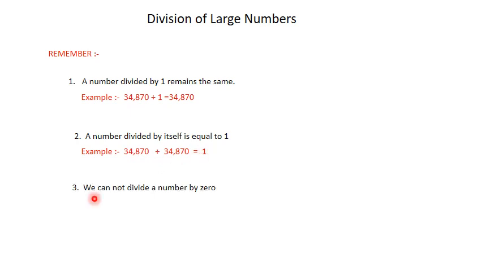Third one, we cannot divide a number by 0. Any number divided by 0 is not possible. Like I have taken here as an example, the same 34,870. When it is divided by 0, it's not possible. We cannot divide by 0. Now using these 3 rules, we are going to solve division of large numbers.